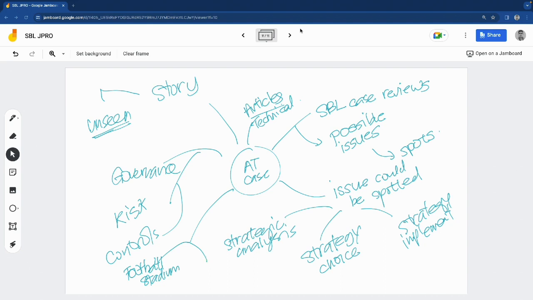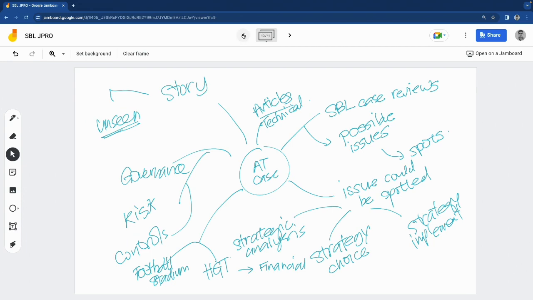The other one was HGT, okay, which is more on the financial side. Okay, financial side. Now let's just quickly run through. I'm just going to go through the materials that's also on the Jamboard so that you can get a review of it. Let me just run through the materials first.